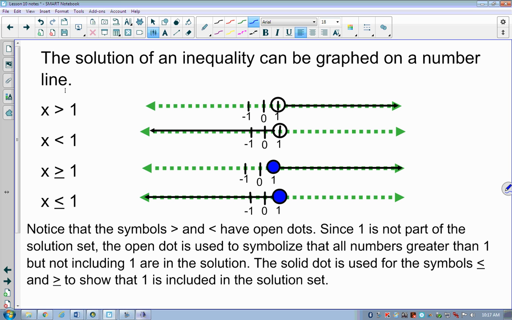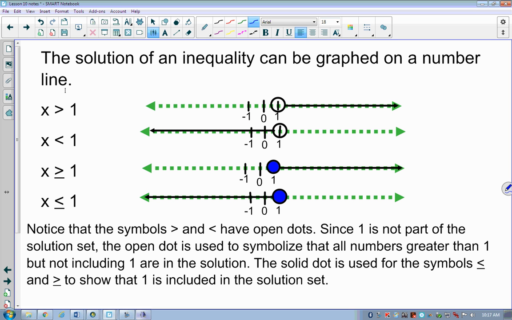All right. So the solution of an inequality can be graphed on a number line, and I kept mine really simple. I've got my 0. I think on any number line you draw, you need to know where 0 is. I've got a -1 and a +1 because these are pretty simple. X is greater than 1, okay? But it's not equal to, which is why I have an open circle. And because it's greater than 1, I'm taking it to the right.